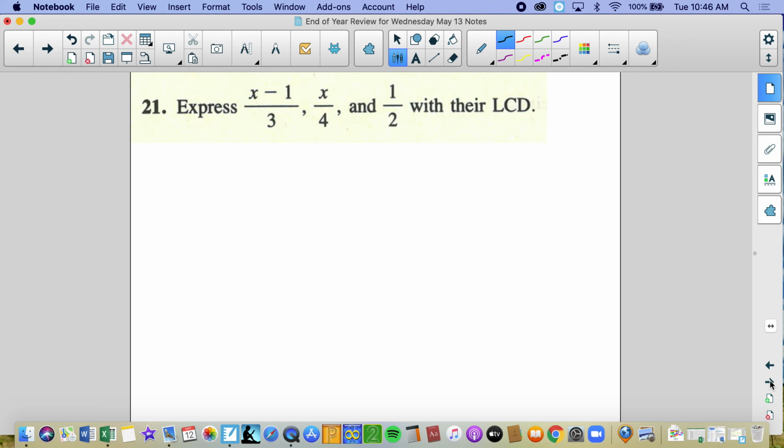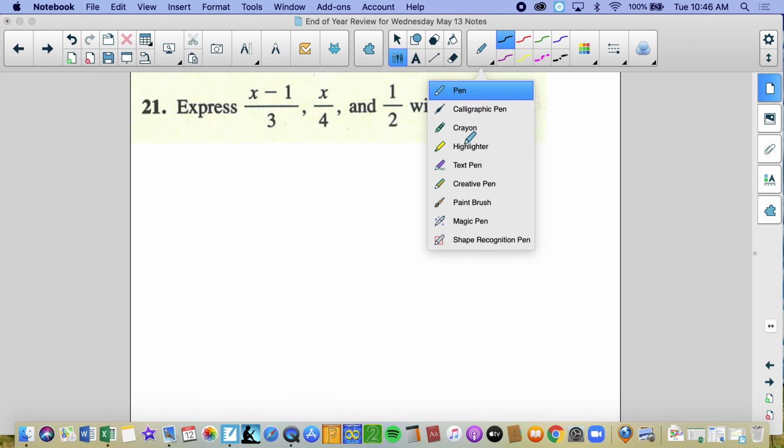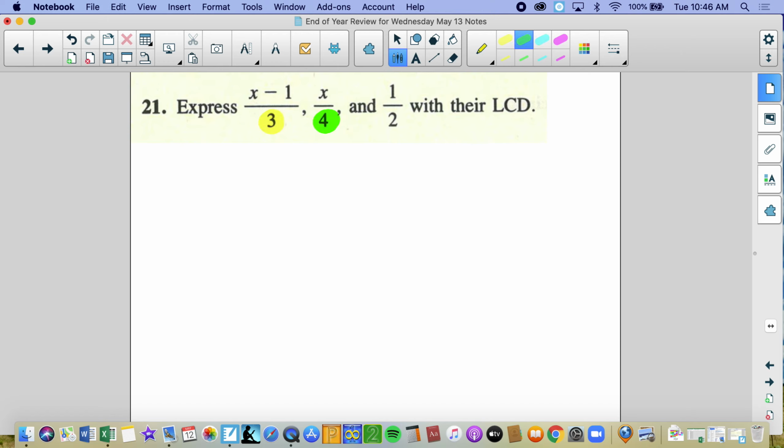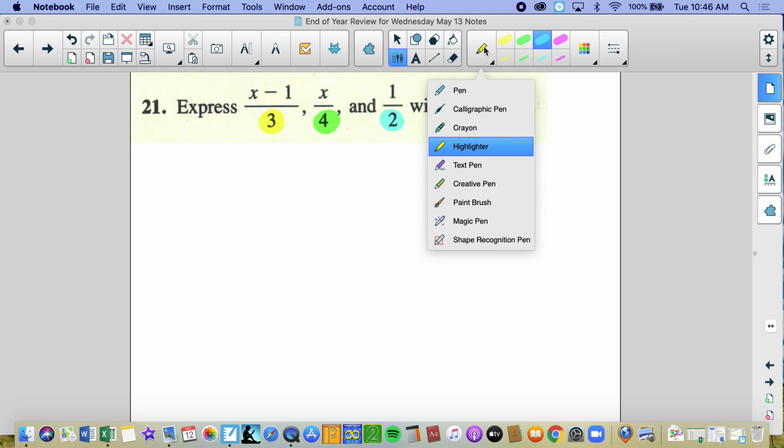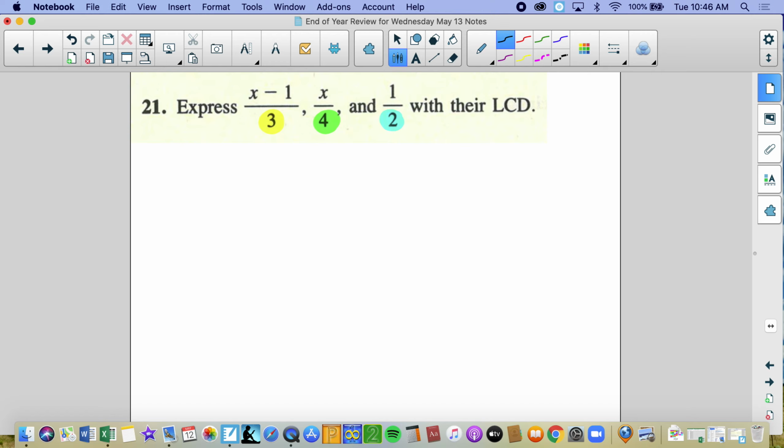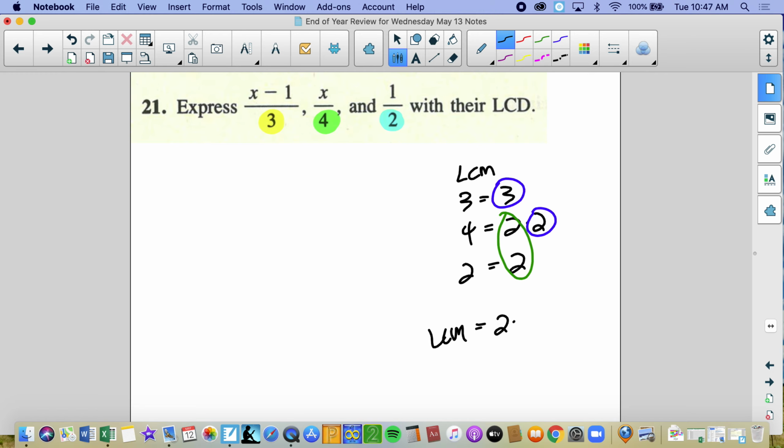Express these three terms, x minus 1 over 3, x over 4, and 1 over 2, with their LCD. So we have to find the common denominator of these three denominators. And then we have to convert to equivalent fractions, which is what I love. So LCM of 3, 4, and 2, we're going to do the prime factorization. We circle what they have in common. All three don't have anything in common, but they have that in common. So we start with 3, then we go down to 2, and then we circle what they have left over. So my LCM is going to be the 2 that they share, the 2 left over, and the 3 left over, which gives me 12. So my common denominator is going to be 12.